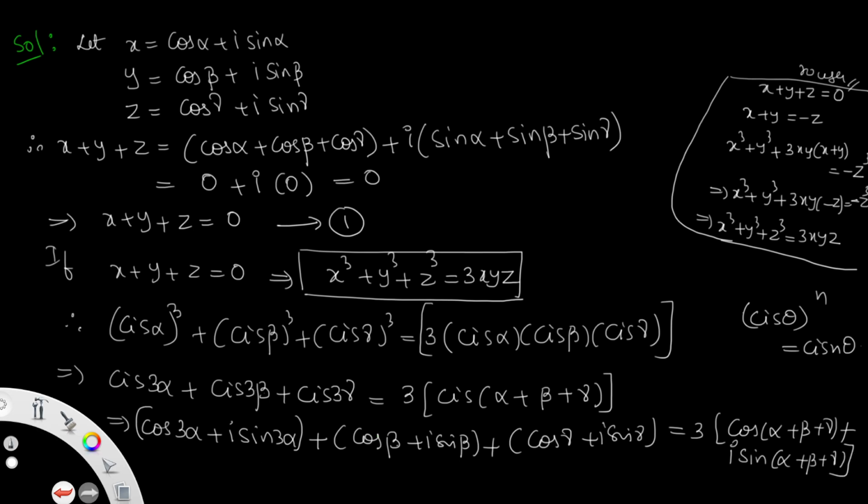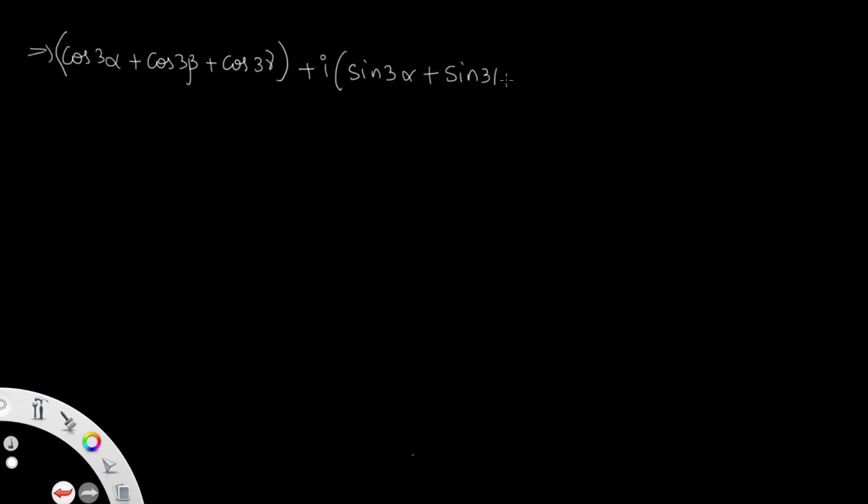Just separate the real parts and imaginary parts. Cos 3 alpha plus cos 3 beta plus cos 3 gamma, in brackets, plus i into sin 3 alpha plus sin 3 beta plus sin 3 gamma, equal to 3 into cos of alpha plus beta plus gamma plus 3 times of sin of alpha plus beta plus gamma.